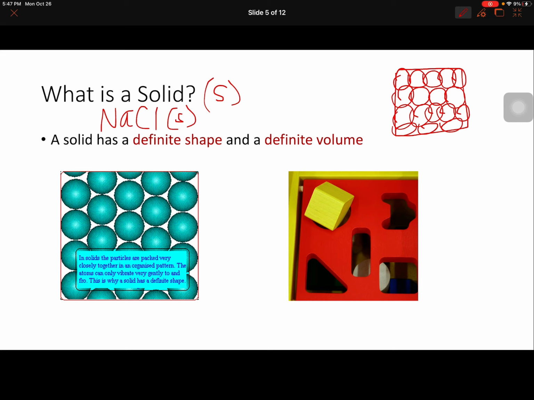Now think about this particle diagram. Despite the fact that these particles are jam-packed together, the truth of the matter is they are constantly moving. Specifically, these guys are just vibrating. Now when you draw these particle diagrams, you don't need to draw the little vibration marks. I just want to show you they're vibrating.